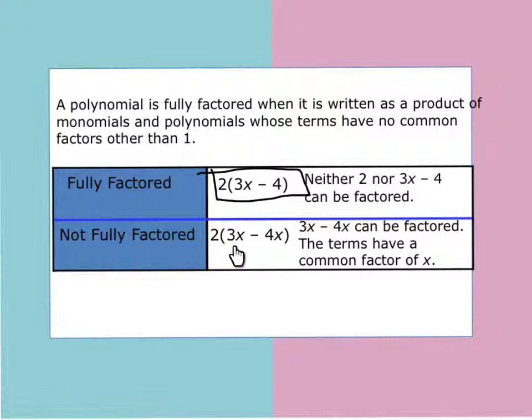Look at the 3x and the 4x. Do they have a common term? Well, yes, they do. Their common term is x. So you can actually take out another x term, and you would get 2x on the outside, and inside you'd have 3 minus 4, and that would be fully factored, but not fully simplified. Of course, you can simplify inside the parentheses, but it is fully factored.